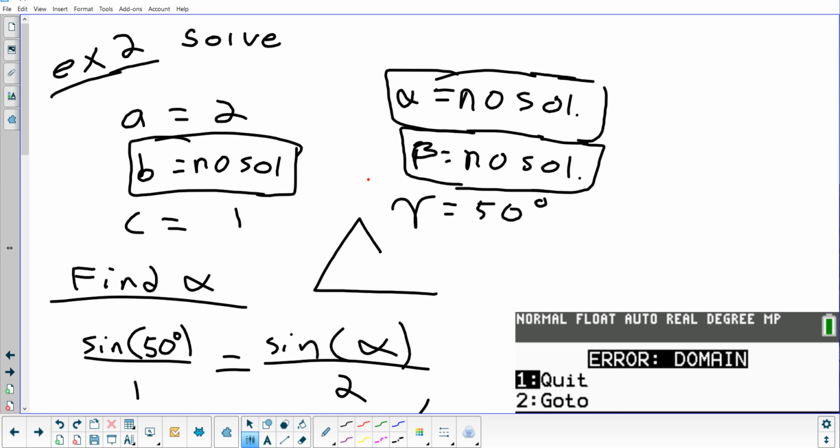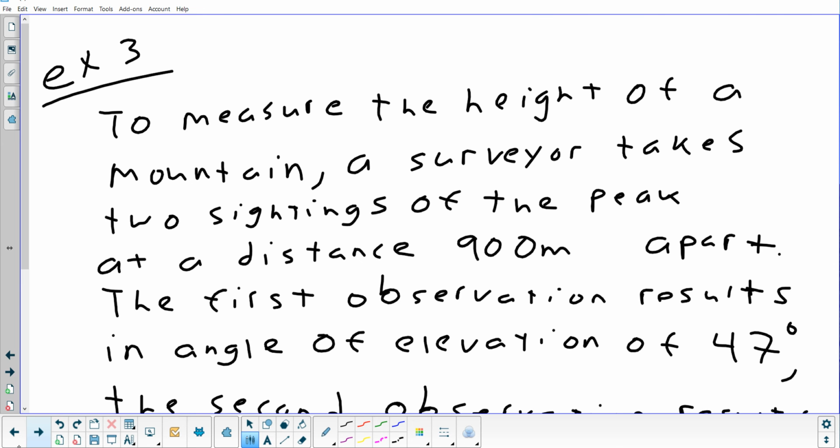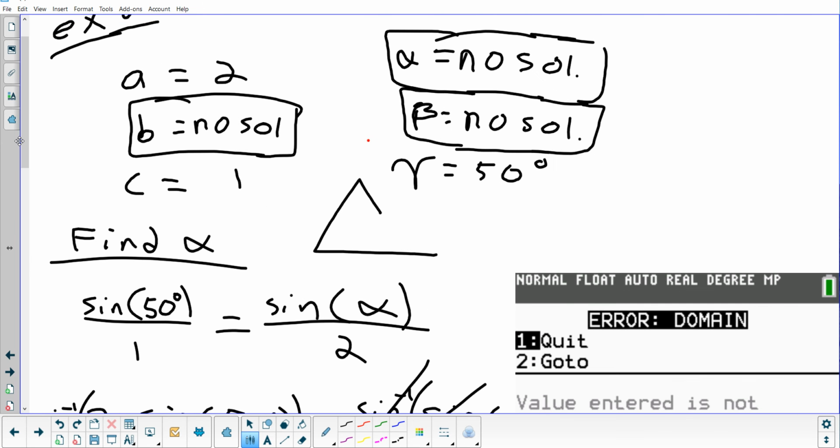They just wouldn't connect. Any question on that? Right, so that's a no solution. So we've done the 1 solution, 2 solution, and no solution. All right. Let's see.